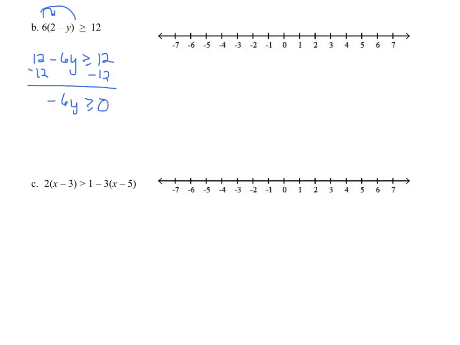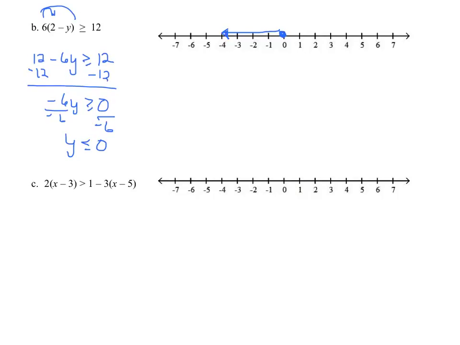Don't panic. I'm going to divide by -6, but when I divide by a negative number, the sense of the inequality changes, so it'll flip around. So y is less than or equal to 0. So we're going to fill in a solid hole at 0 because we want to include 0, and then go to the left because we want it smaller than 0.